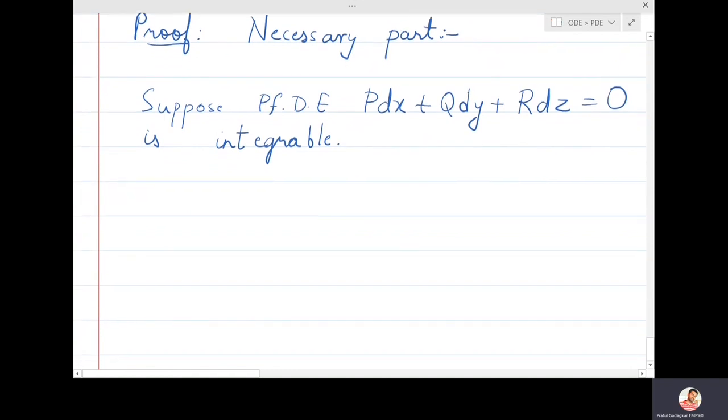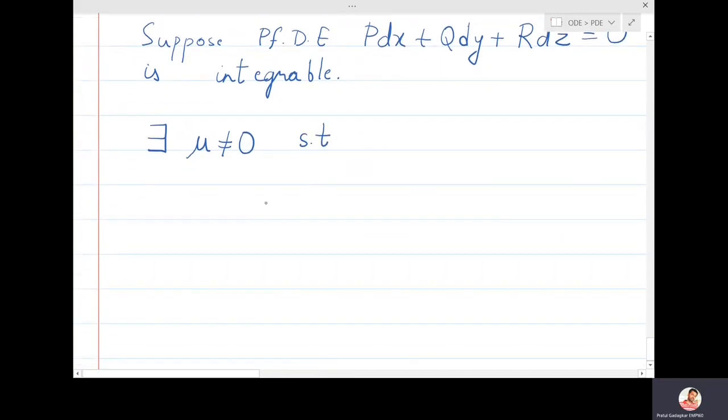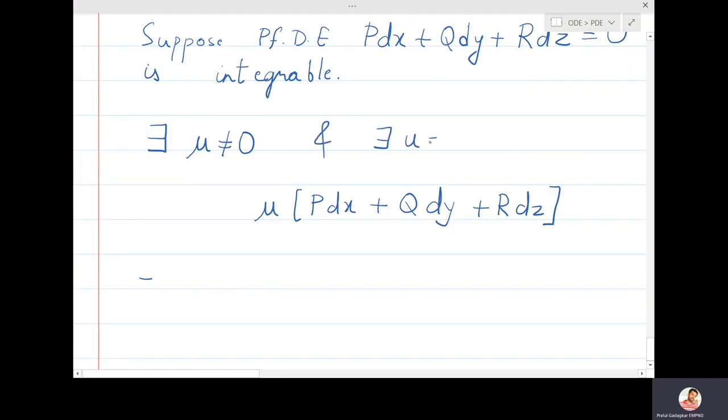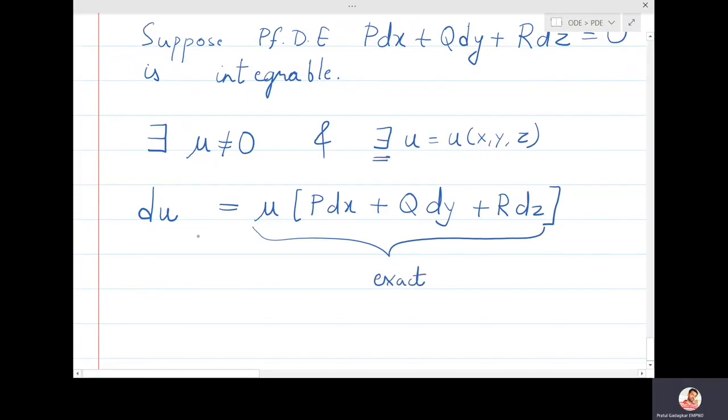Now since it is integrable, this means there certainly exists a non-zero mu, correct, such that when I multiply that mu to that Pfaffian differential equation p dx plus q dy plus r dz, it will become exact, correct? So this will become an exact differential equation, and therefore there exists a u which is a function of x, y, z such that du will be equal to mu into this. Because once I multiply it by mu, it has become exact, and therefore you can find the u which is such that du will become equal to this. Remember, this mu is non-zero.